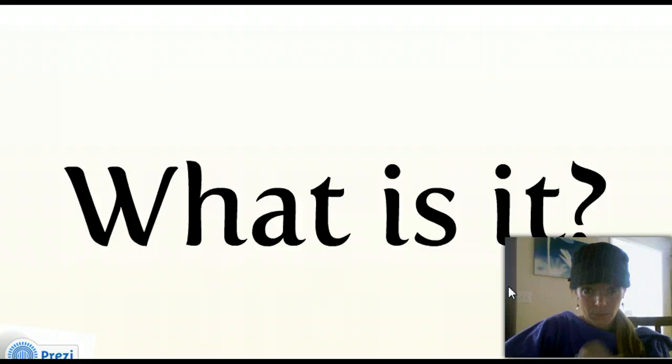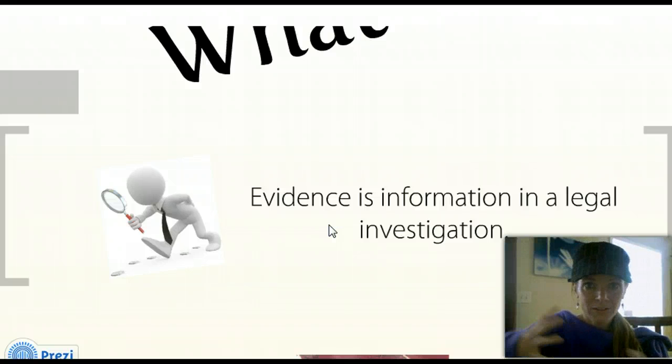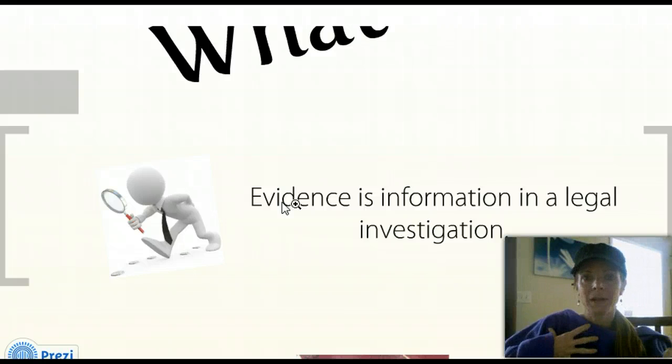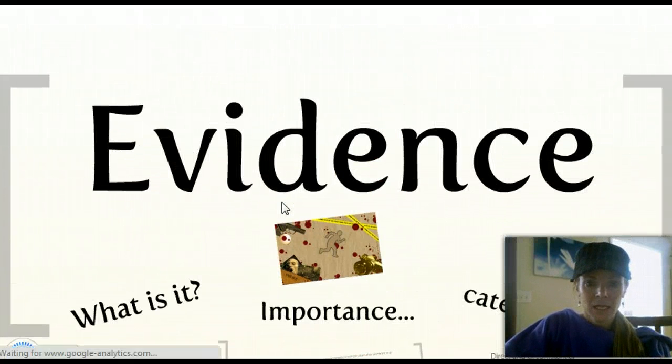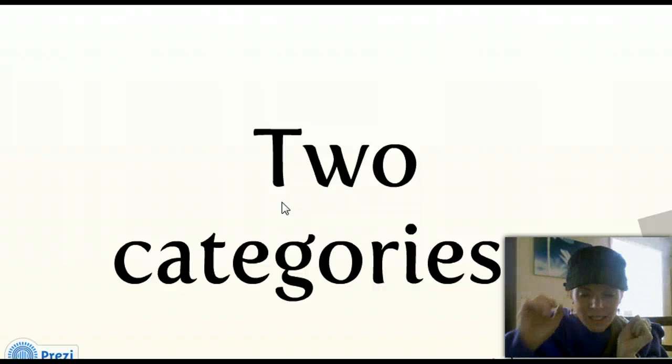What is it? Well, pretty easy, right? Evidence is information in a legal investigation. So obviously any investigation revolving around a crime scene is a legal investigation. So it's evidence that can be used in court, it can be used to prove innocence, guilt, and all that good stuff, okay? So basically that's what we're looking at. Pretty easy, right? Now, on to the two different categories, because we're going to break evidence down into itty bitty little tiny things.